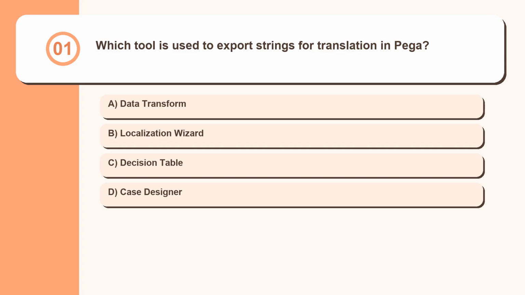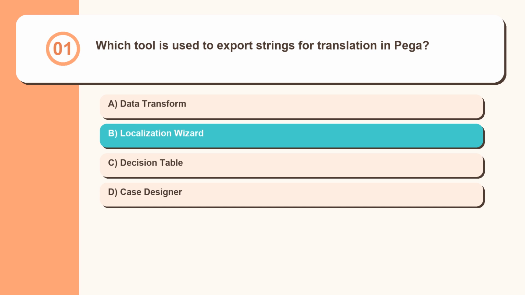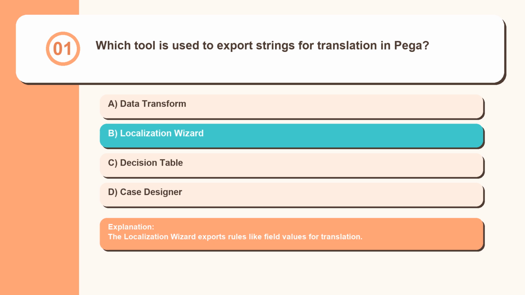Question 1. Which tool is used to export strings for translation in Pega? Data Transform, Localization Wizard, Decision Table, Case Designer. The Localization Wizard exports rules like field values for translation.